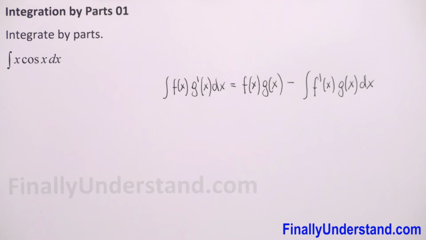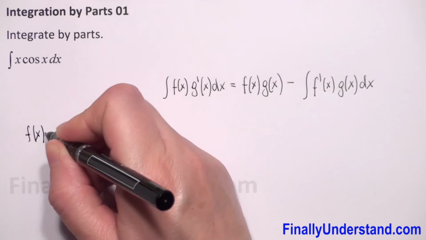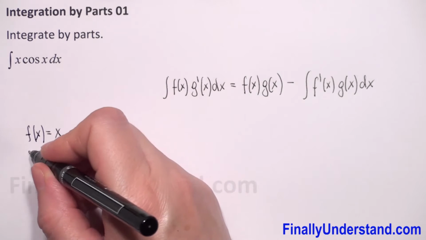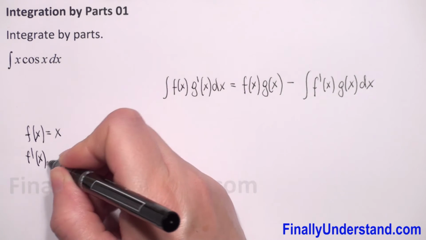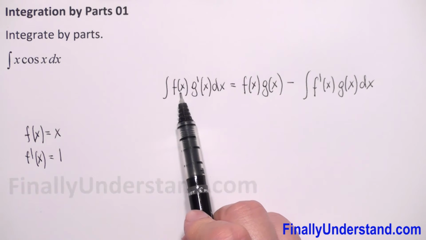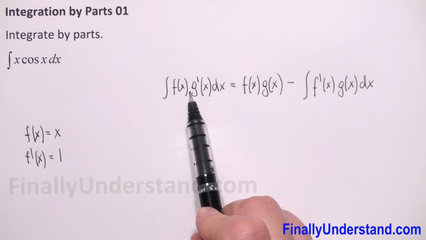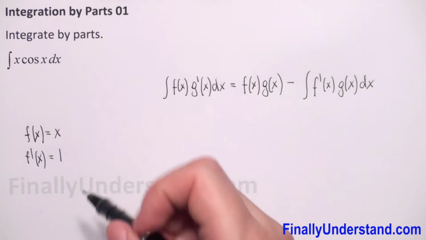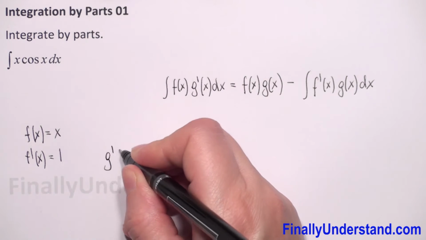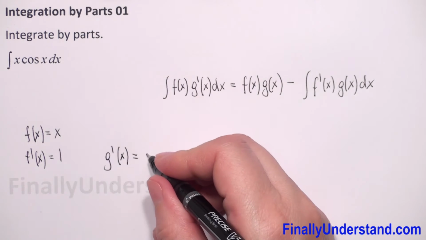When we take the derivative of x, we will have 1. So we will put f of x equals x. F prime of x, the derivative of x, is 1. Now we have our first f of x equals x. Now what's left is our g prime of x. Let me put this here. We have g prime of x equal to cosine of x.